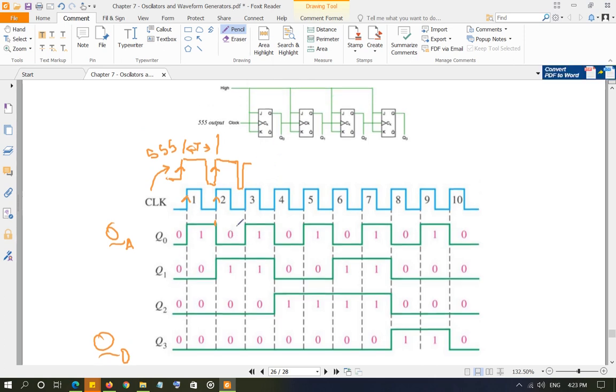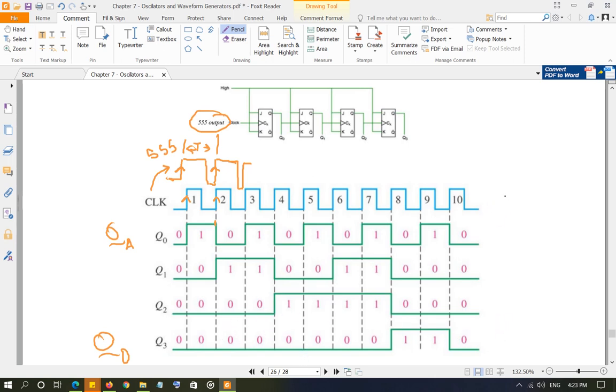Again, if you look at this internal, there are 4 flip-flops in the timer. QA is the clock of QB, and QB is the clock of QC, and QC is the clock of QD. The only 555 output is going into the clock of QA only, or Q naught in this case. And observe that the time period in each case is doubling up.